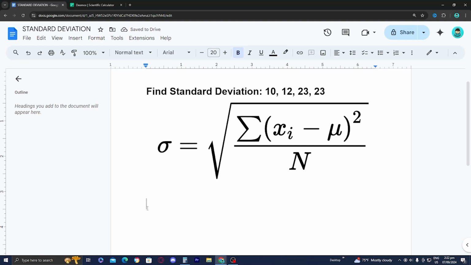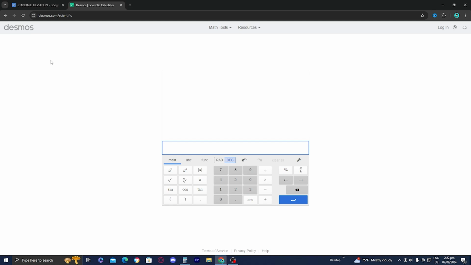In this video, I'm going to show you how to calculate standard deviation using a scientific calculator. To do this, we're going to be utilizing the standard deviation formula, which is right over here. But I'm going to be doing all my work on this scientific calculator emulator right over here.